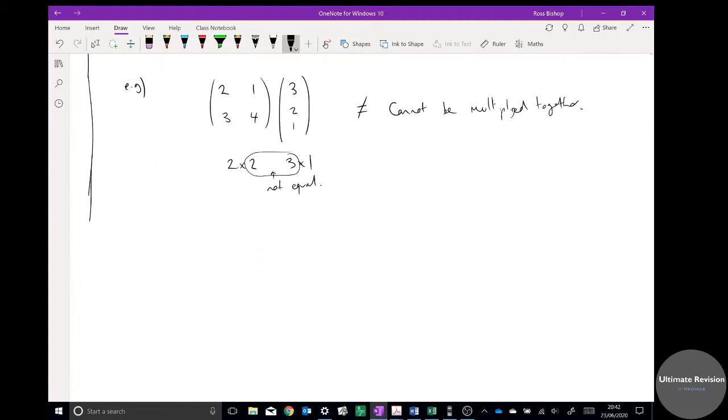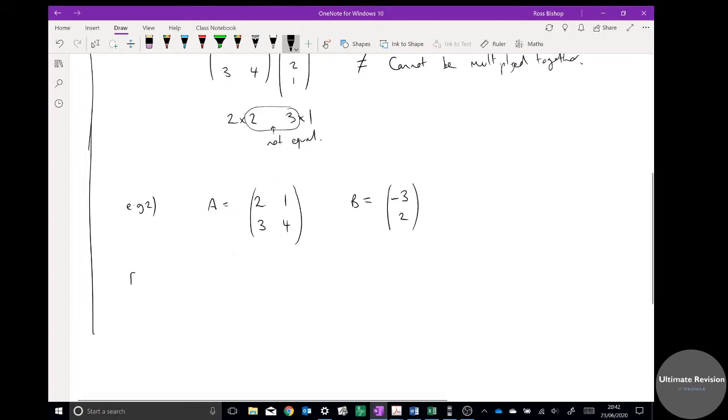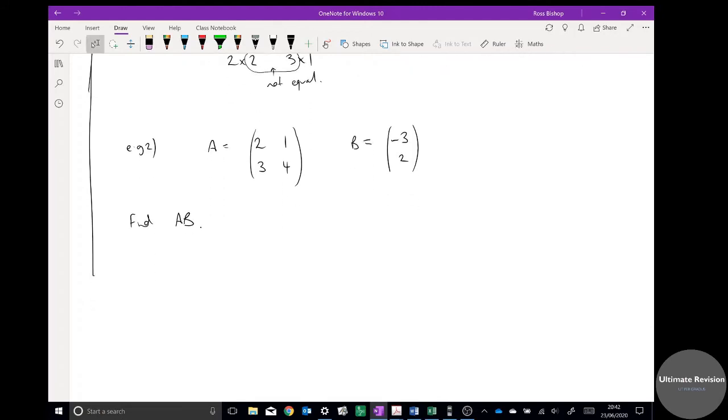Right, let's look at another example. Let's imagine I've got, for example 2, A is [2, 1; 3, 4] and B is [-3; 2]. Find AB. So if you multiply A and B, let's just check the dimensions here. If I write them in that order, now this is the difference between multiplying matrices and normal numbers. The order matters, the order is really important here.